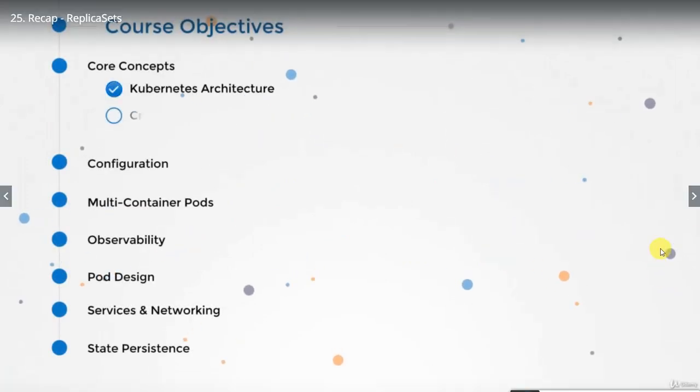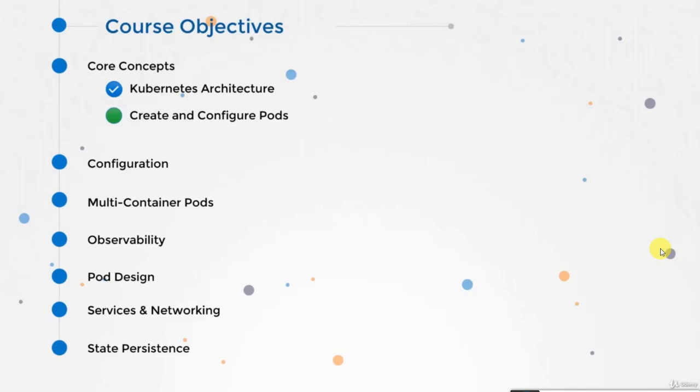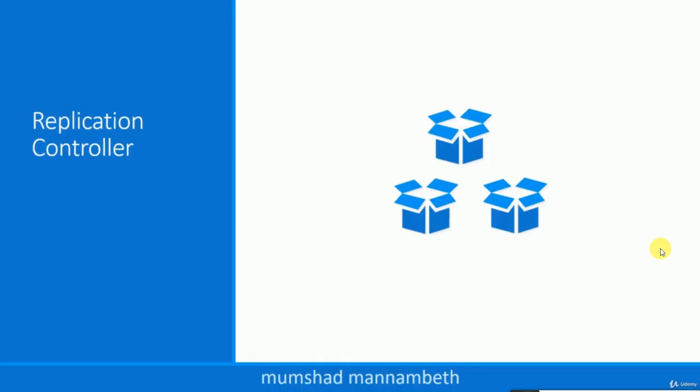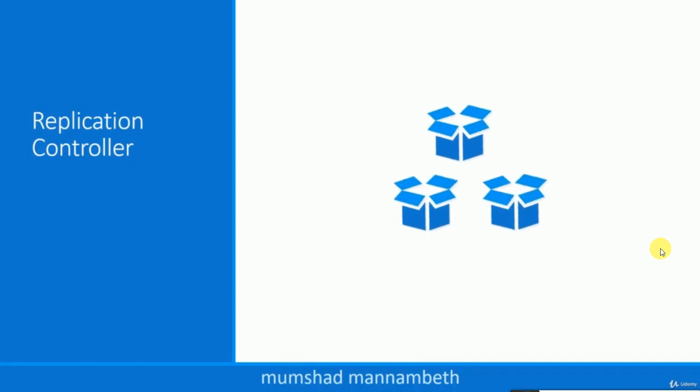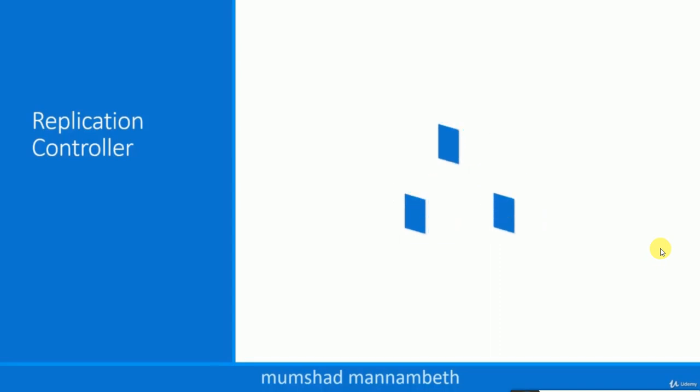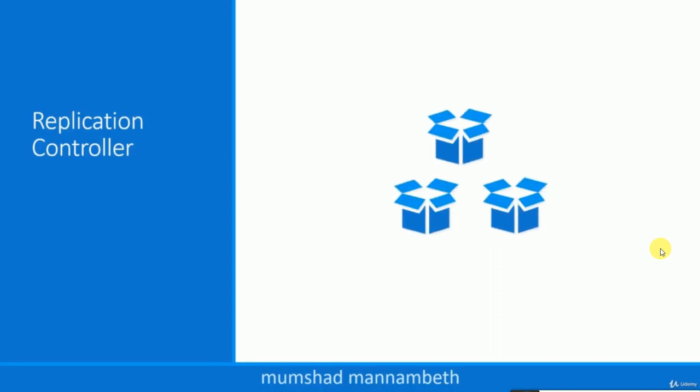Hello and welcome to this lecture on Kubernetes controllers. My name is Mumshad Manambeth. In this lecture, we will discuss Kubernetes controllers. Controllers are the brain behind Kubernetes. They are the processes that monitor Kubernetes objects and respond accordingly. In this lecture, we will discuss one controller in particular, and that is the replication controller.